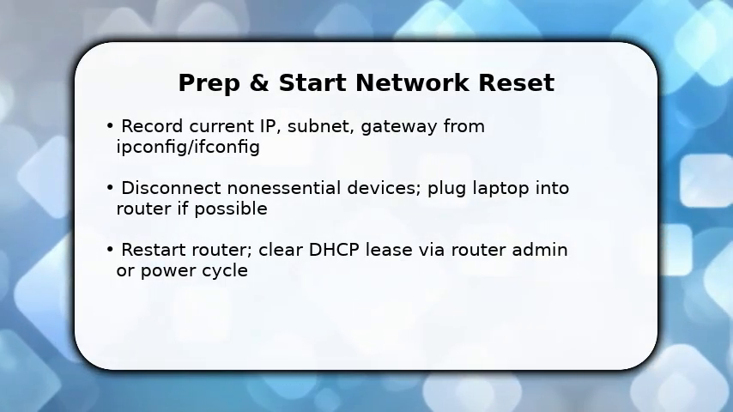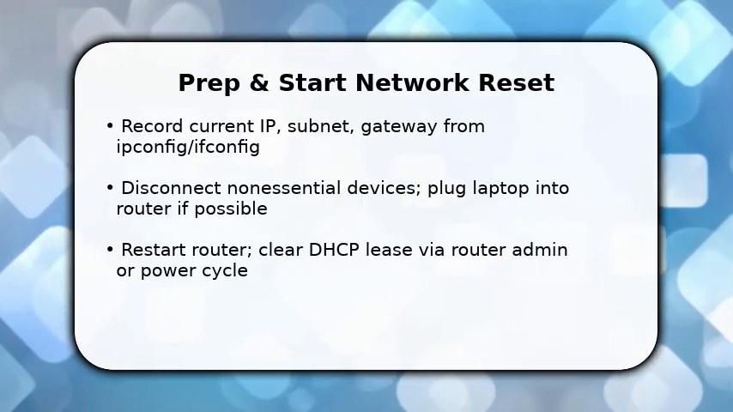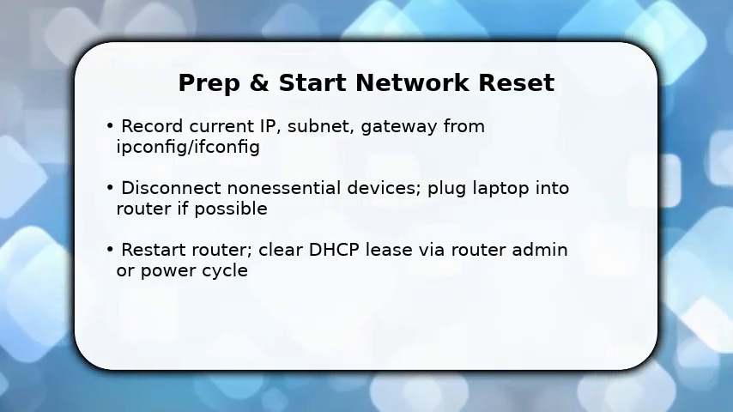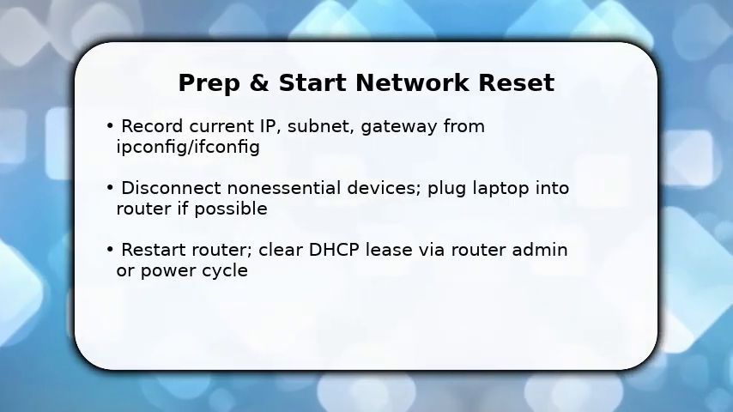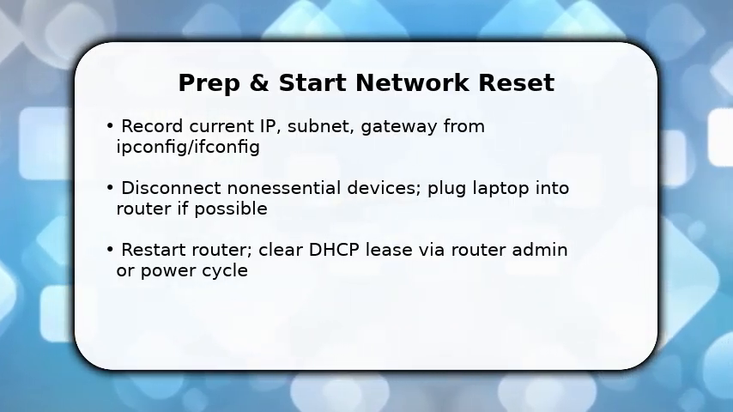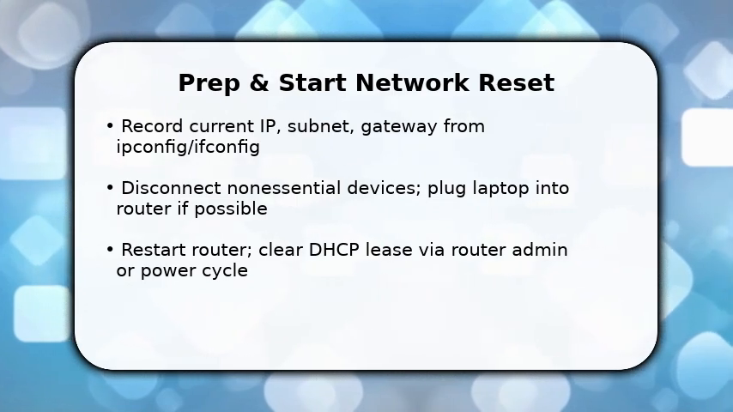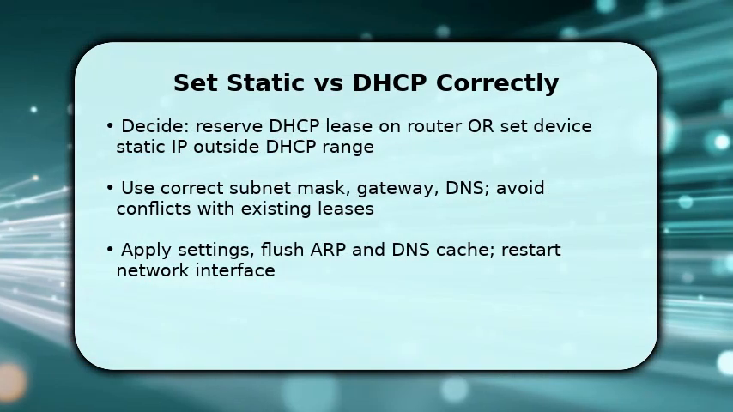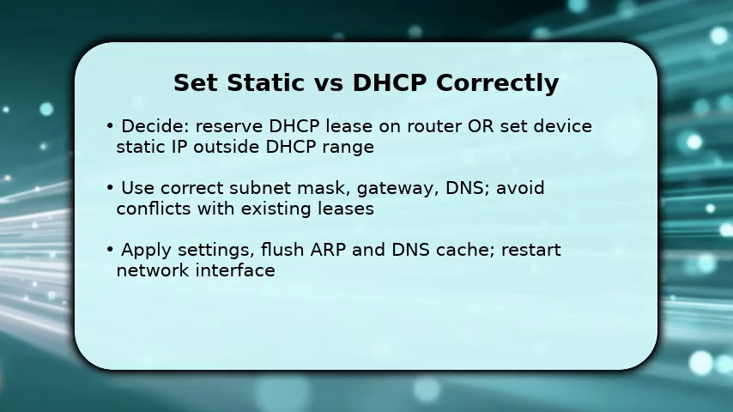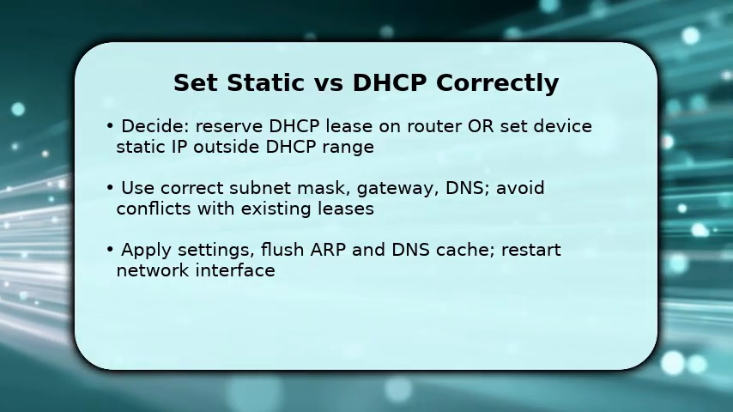This isolates the issue. Make sure to reboot the router first to clear transient DHCP assignments. Power cycle for 30 seconds. Then access the router admin to view the lease table, so you can identify duplicate addresses and reserve or release entries. Next, you choose whether to keep DHCP with a reserved lease or assign a static IP.